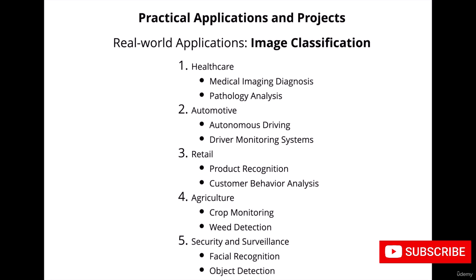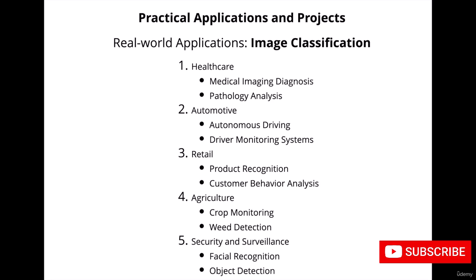For driver monitoring systems, image classification models are used to detect and classify driver actions and behaviors such as drowsiness, distraction, fatigue, and hand gestures. This enhances vehicle safety by alerting drivers to potential risks and improving driver assistance systems.